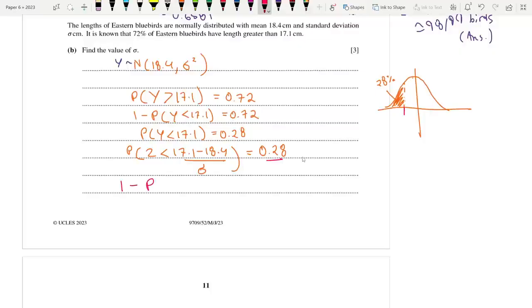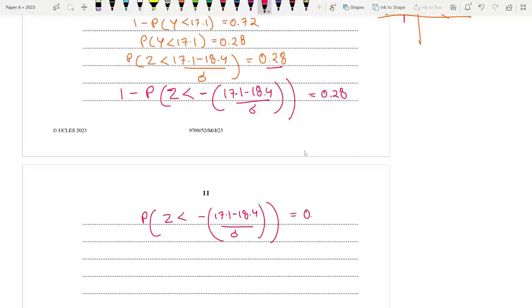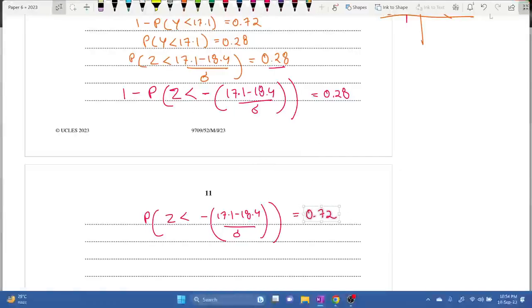So how do I do this? P(Z < ...), there is a minus sign here, the whole thing turns negative. 17.1 minus 18.4 divided by sigma is equal to 0.28. So after simplification, we end up with P(Z < minus (17.1 minus 18.4) divided by sigma) is equal to 0.72.